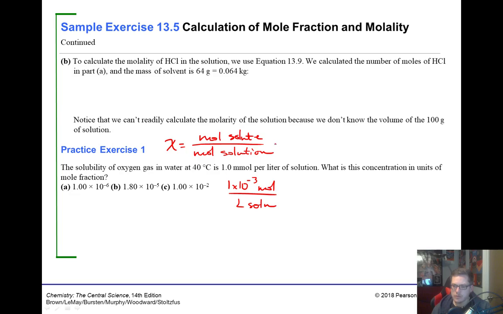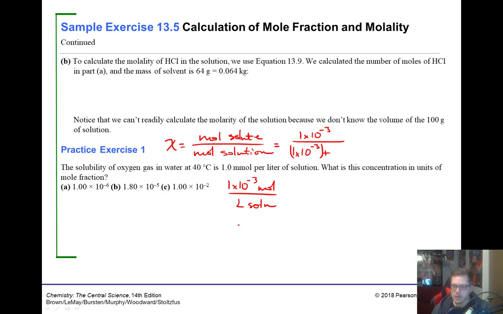So far we've got this figured out. We're at 1 times 10 to the minus third up top, and in the bottom we'll have 1 times 10 to the minus third, and we're going to add to that the moles of the solvent, because this is just the moles of the solute, but we need the moles of the entire solution. So we have to figure out what our moles of the solvent would be. Well, we can assume that if we have 1 times 10 to the minus third moles of our solute, we had 1 liter of our solution.